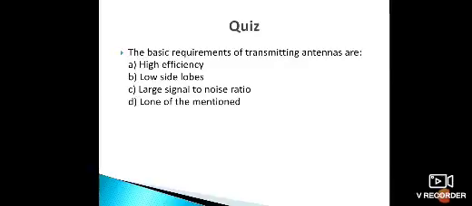The next question is, the basic requirements of transmitting antennas are. Generally, when we are having transmitting antennas, what is the basic need? The first one is high frequency. The second one is low side lobes. Side lobes are nothing but, whenever we draw the radiation patterns, each single direction of radiation pattern is called a lobe. Or large signal to noise ratio, or none of the mentioned.